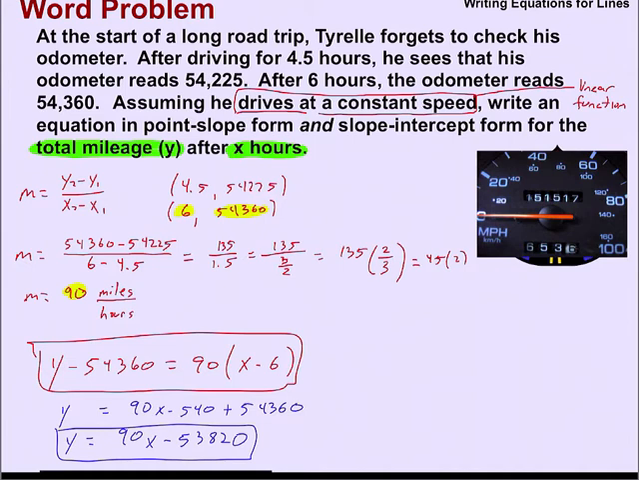And now with that, I could answer any question about what his odometer says, or how many miles he has driven after any number of hours. I can plug in any number I want in for this x and figure out how many miles he's driven. Which doesn't sound all that impressive, but when you get to more complicated functions, that's a big deal, to be able to write a complicated model as an expression where all you have to do is plug a number in, makes life a lot easier for a lot of complicated tasks.